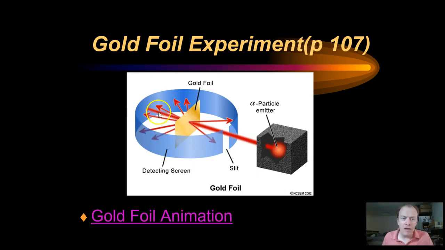But a small percentage of them were deflected from their pathway a little bit, and some of them even bounced straight backwards and kind of hit the detector here. So the scientists recording this could see on this little detector where the alpha particles were hitting. So that was super surprising.